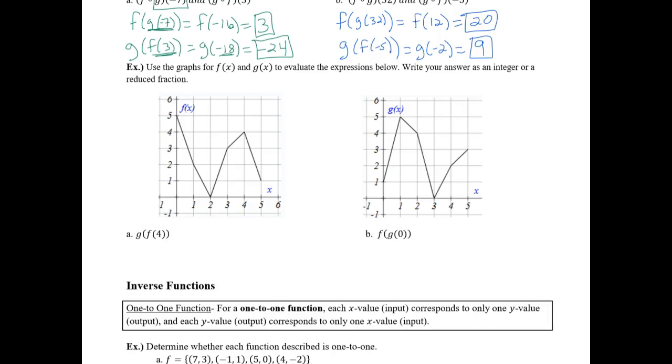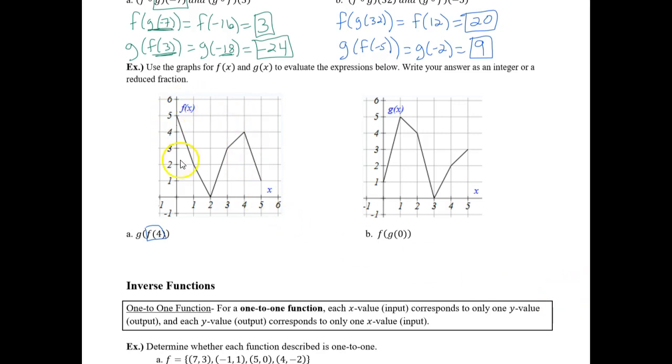Now that we've talked about finding compositions using equations and using tables, we're now going to find a function composition using a graph. So here we have the graph of f of x, and here we have a graph of g of x. And we want to find g of f of 4. That means we need to work inside out.